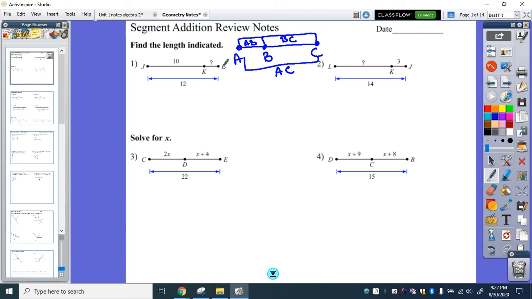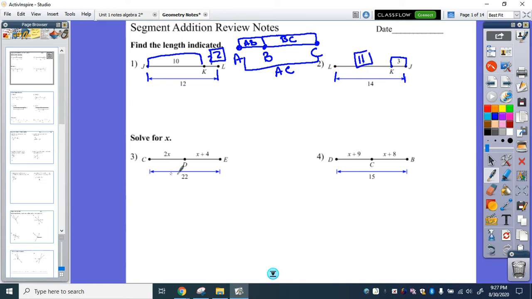So if we translate that into what we're looking at here, remember that if this section is 10 and the whole thing is 12, and they ask you, what's this missing length? Well, 12 minus 10 would just be 2. Same idea with number 2. They said the length from K to J is 3, and the whole length is 14. How much is this missing segment? Well, 14 minus 3 would leave you with 11.